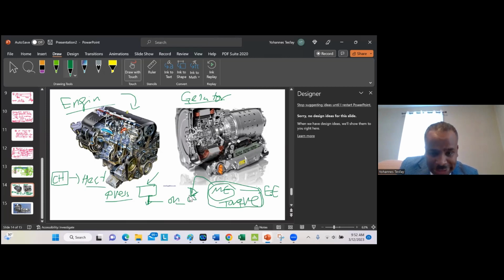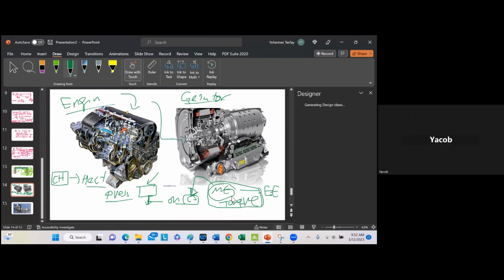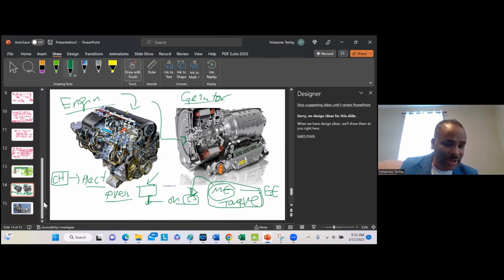Once the crankshaft rotates, what does it do? What does it create here in the generator? Okay? Electric field. It has changed mechanical energy to electric energy. That is what a hybrid car is. This is what a hybrid car is.